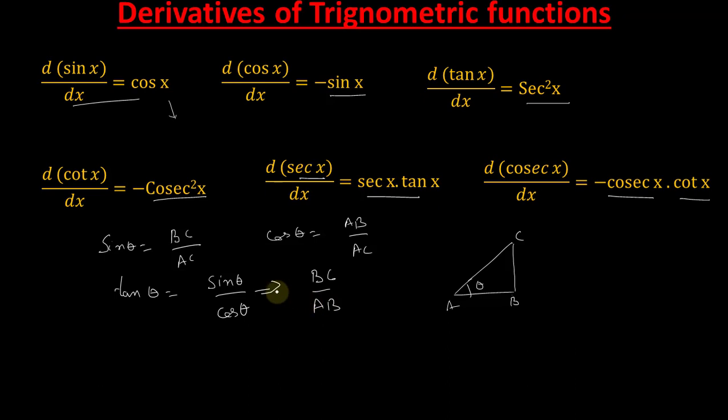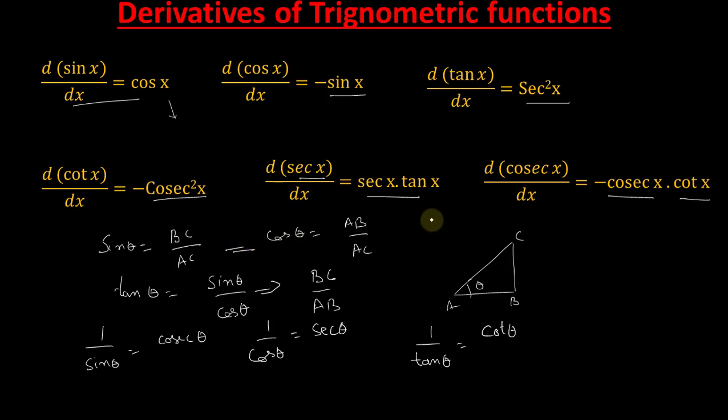So these are some trigonometric functions. 1 by sin theta is called cosecant theta, 1 by cos theta is called secant theta, and 1 by tan theta is called cot theta. These things you are already aware of. So please once again go through these trigonometric functions. So what are their relations?